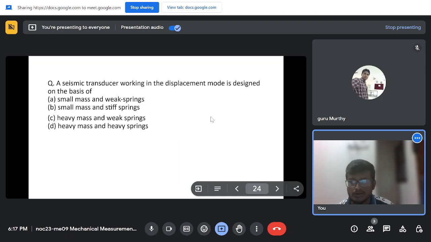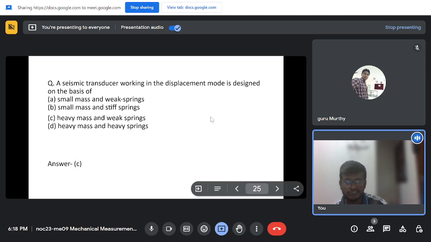So moving on, a seismic transducer working in the displacement mode is designed on the basis of: A, small mass and weak springs; B, small mass, stiff springs; C, heavy mass, weak spring; D, heavy mass, heavy spring. So the seismic transducer is made up of what? They are given options on the mass and springs which are used to make the seismic transducer. In this case, the answer is option C, heavy mass and weak spring.